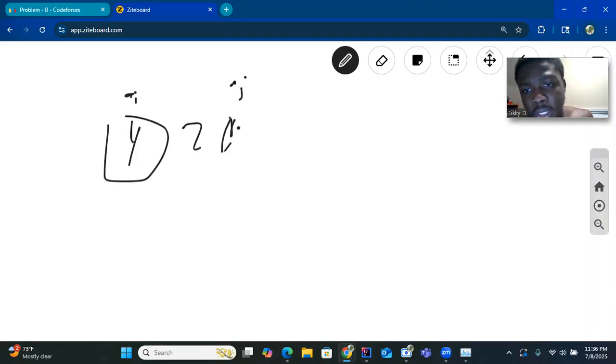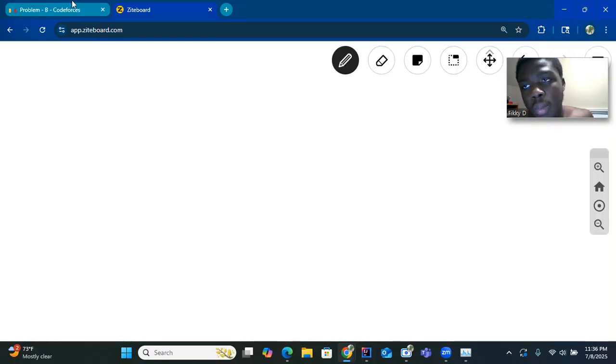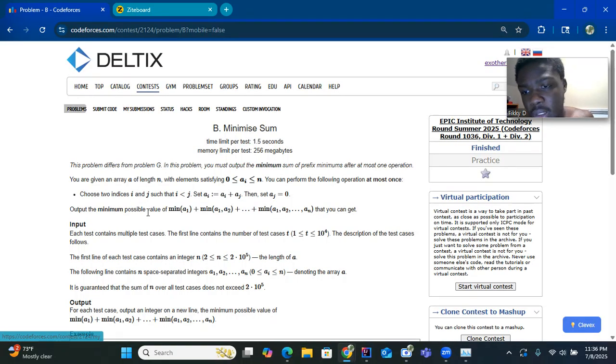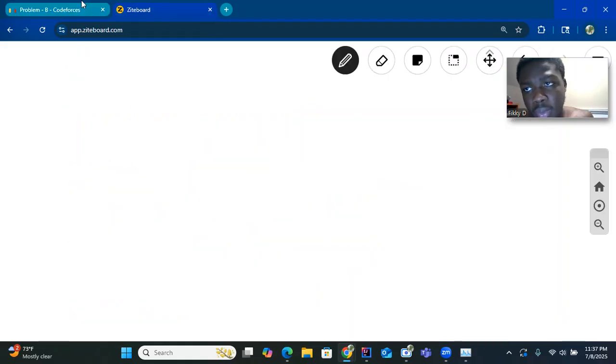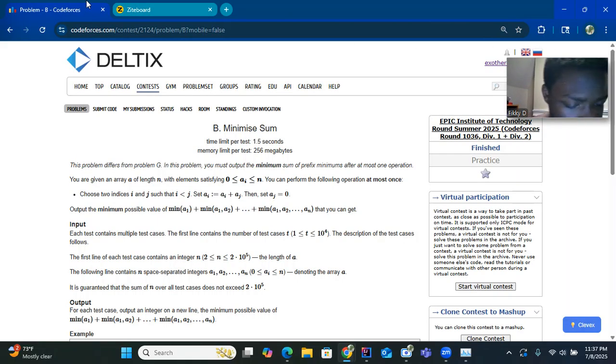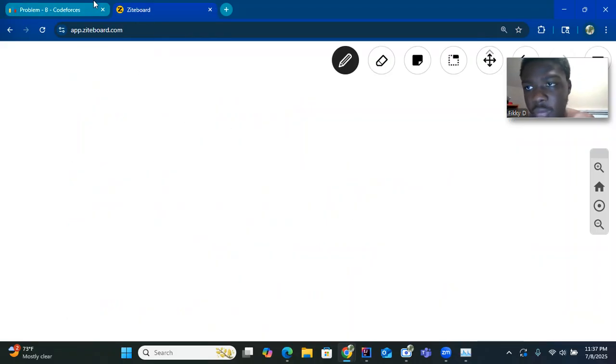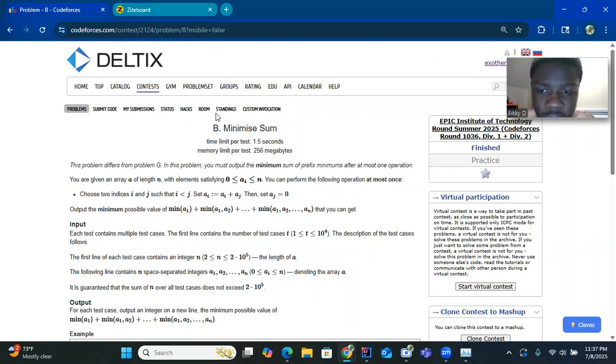So that's 4, 2, 0. I think that's pretty clear, and we're allowed at most one operation of this, and we want to minimize this value, the sum of the prefix minimums. The way you think about this problem, and the actual contest had a more complicated solution than it needed to be, is that there are two ways. The first way is to fix a j and then find the best possible i you can for each j, but I think that's not the way they want you to think about this problem.